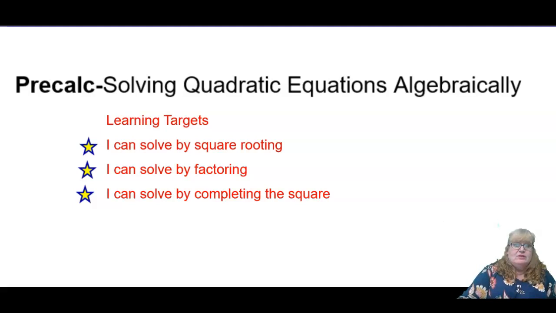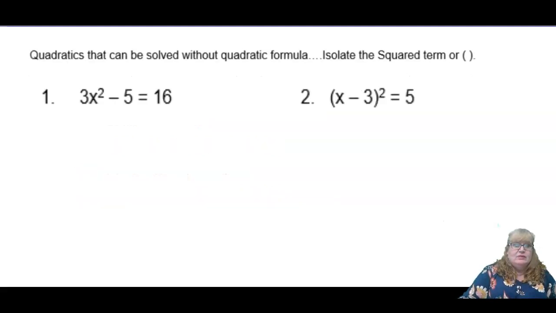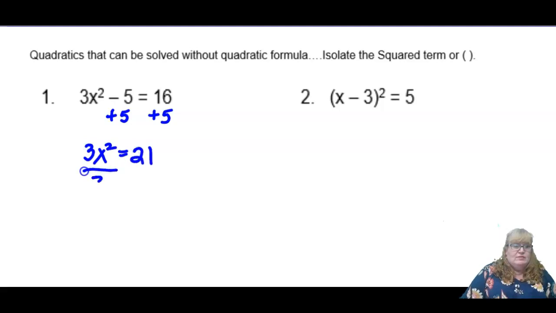So we're going to start out by talking about when you can just square root. Notice there's an x squared here, but there's no other x term. So what we're going to do is just isolate the squared quantity. We get 3x squared equals 21. And then we're going to divide by 3. And we get x squared equals 7.